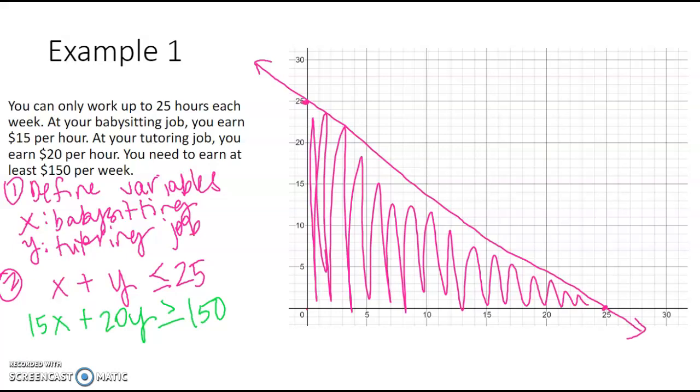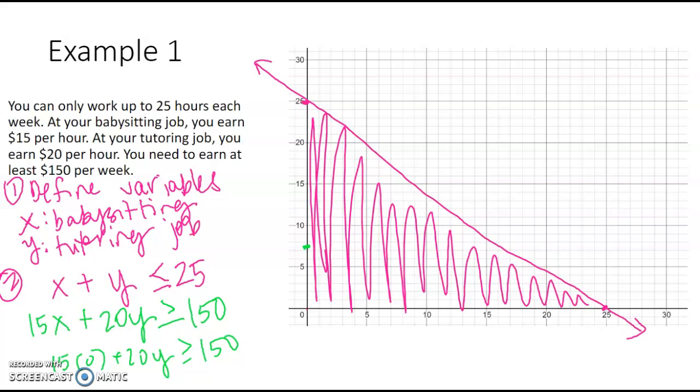Now let's graph our second linear inequality. So we have 15x plus 20y is greater than or equal to 150. If I wanted to graph this also using my x and y intercepts, I can just plug in 0 for my different variables and see what I get. So let's plug in 0 for x first and figure out what our y-intercept is going to be. So I would say 0 plus 20y is greater than or equal to 150. So if I did 150 divided by 20, I would see that my y-intercept is 7.5. So I'm going to come up here to 7.5.